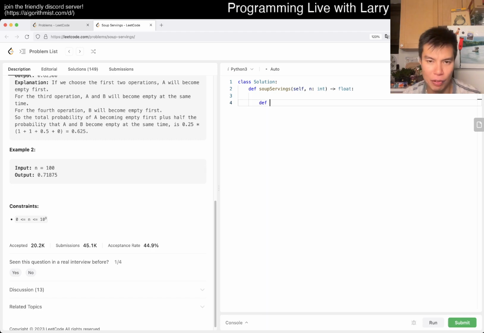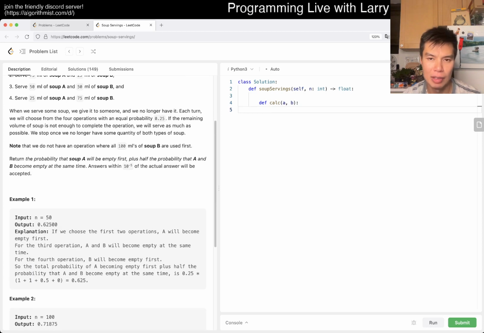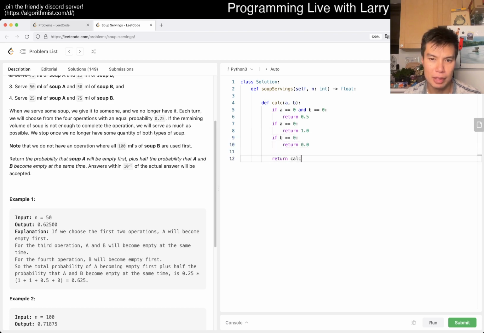Let's just write the brute force thing, and then we'll figure it out. And this is already divided by 25, let's just say, so we could keep it lazy. And then basically we have if a is equal and b is equal to 0, return 0.5. If a is equal to 0, return 1.0. If b is equal to 0, return 0.0.